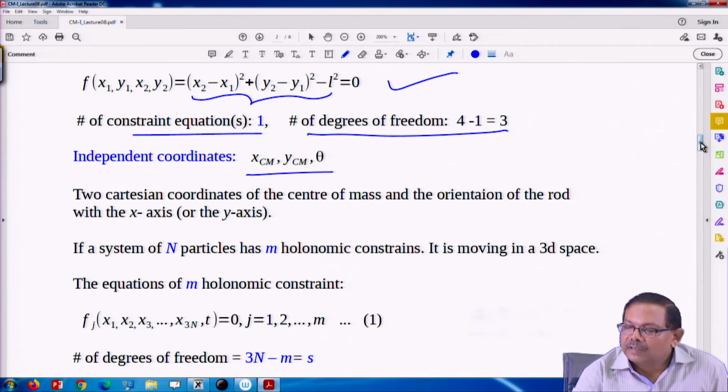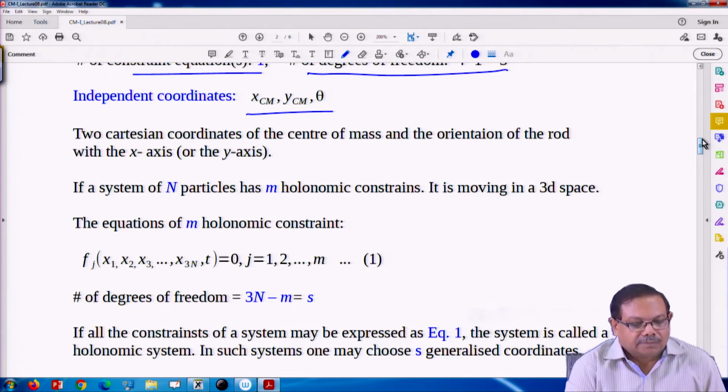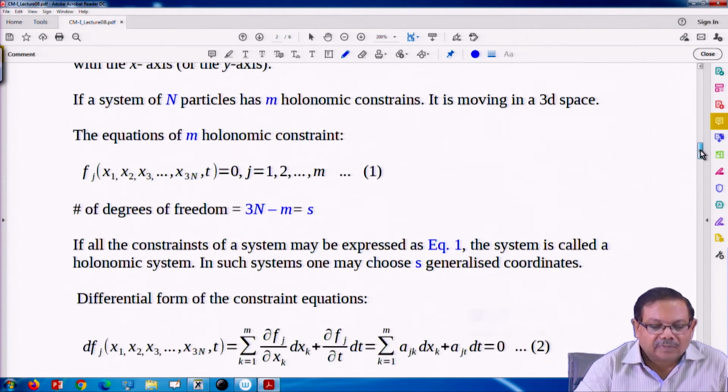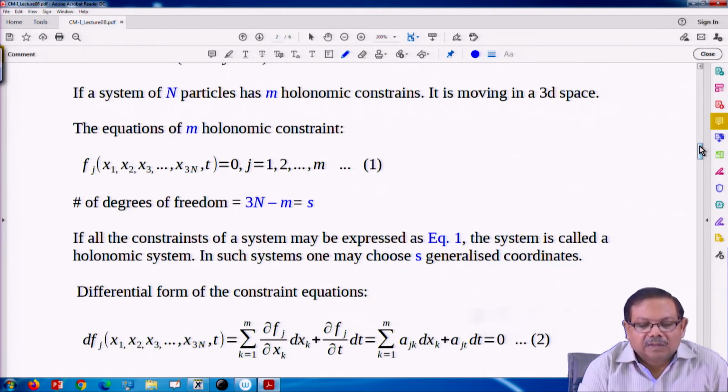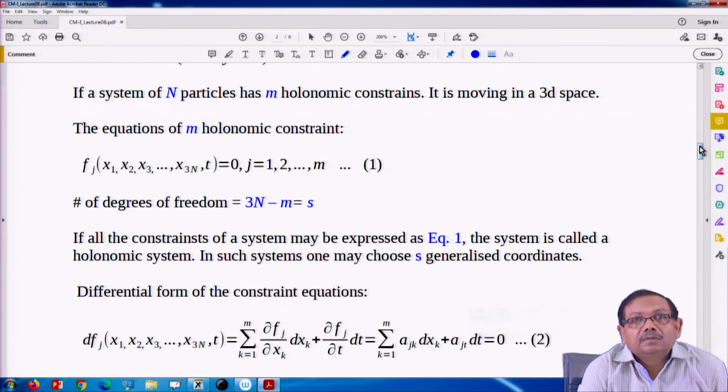Okay. Now, let us consider a system of n particles and the system is working under m holonomic constraints.